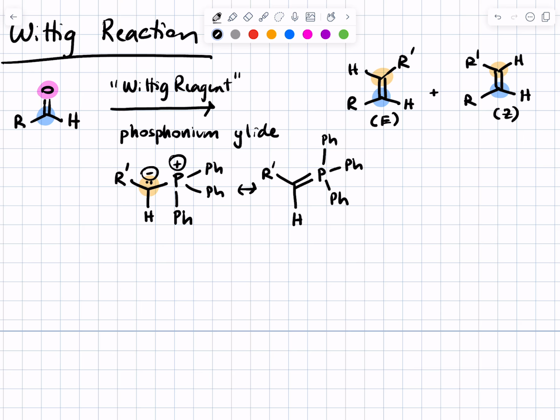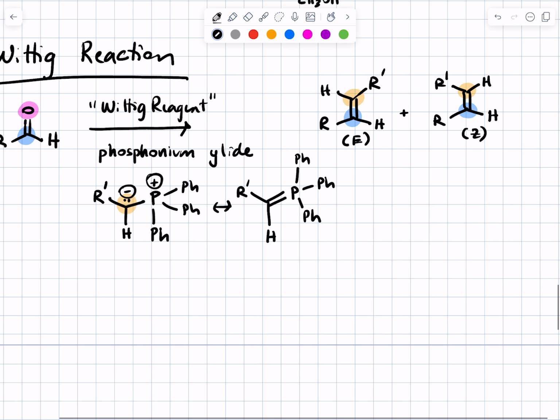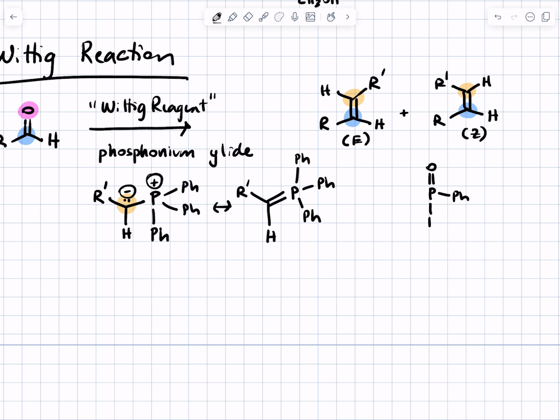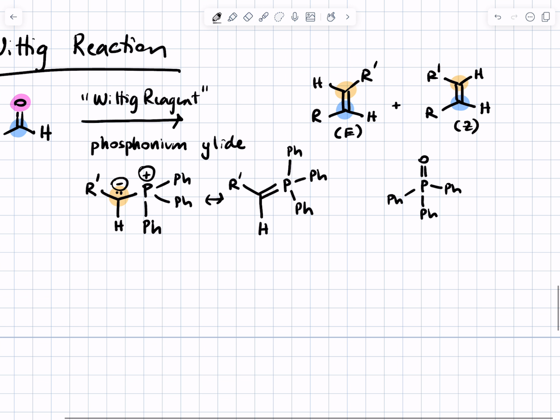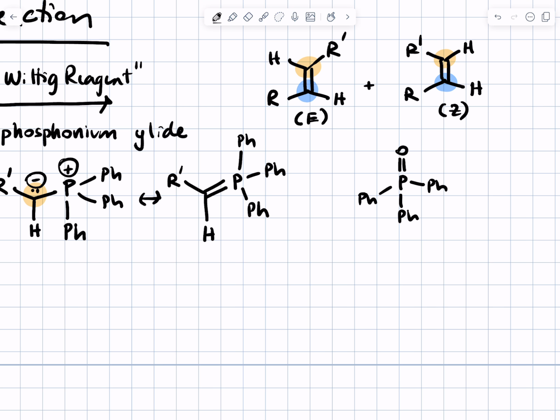The other thing you need to know is what happens to the carbonyl oxygen, and that is it ends up bonded to the phosphorus. And this is called triphenylphosphine oxide, and it is very stable. Actually, phosphorus-oxygen bonds are quite stable. You can choose to draw triphenylphosphine oxide.